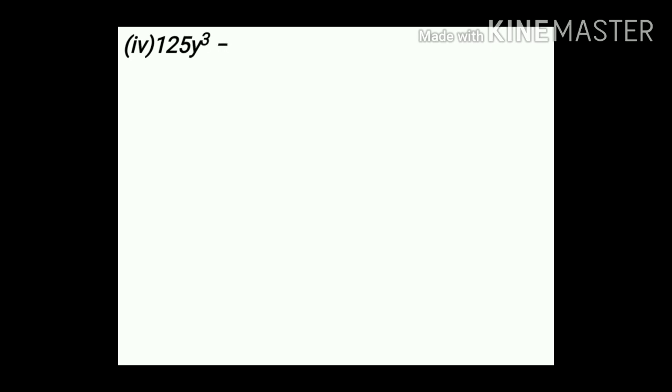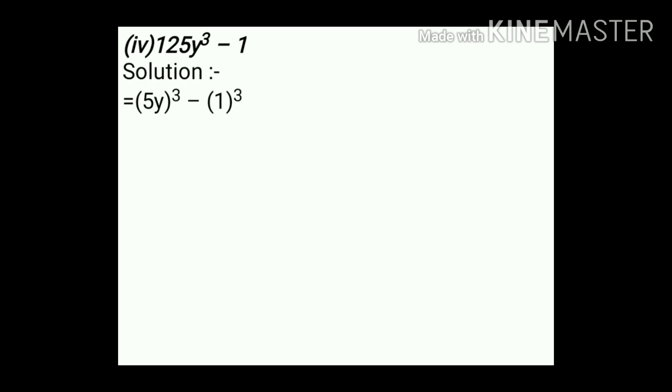125y cube minus 1. First of all, we have to find the cube of these terms. 125 is a cube of 5, children. Solution: equal to (5y)^3 minus (1)^3. 1 cube is 1, children, so that's why here we have to take (1)^3. Now here we have to use the formula to find the factors of the given expression.